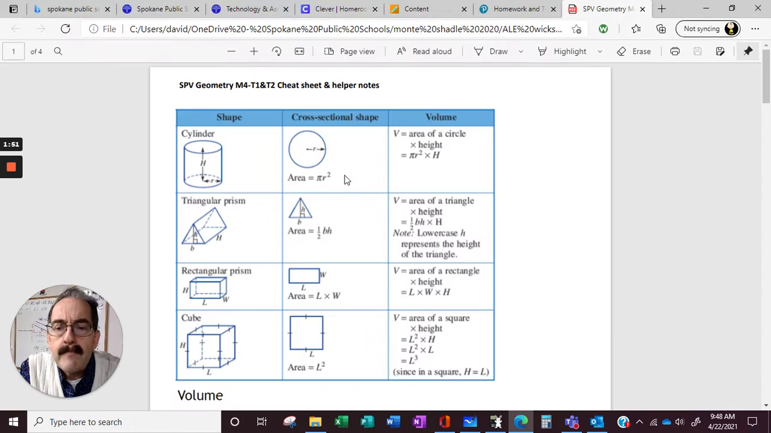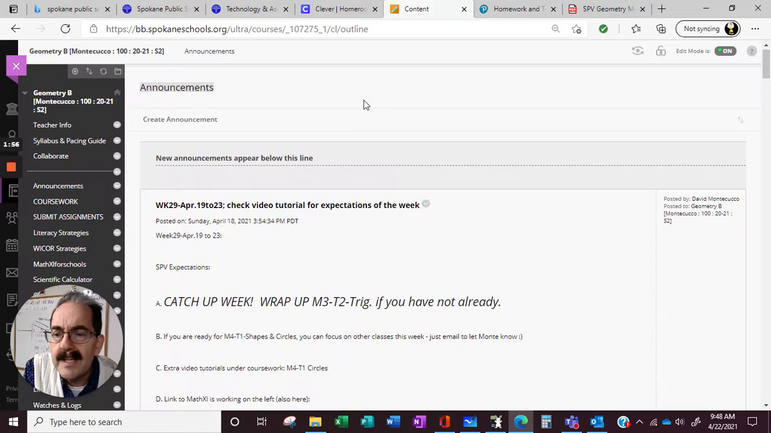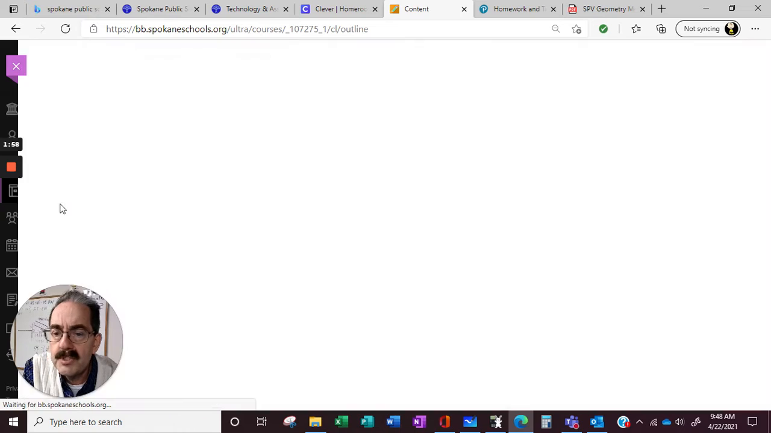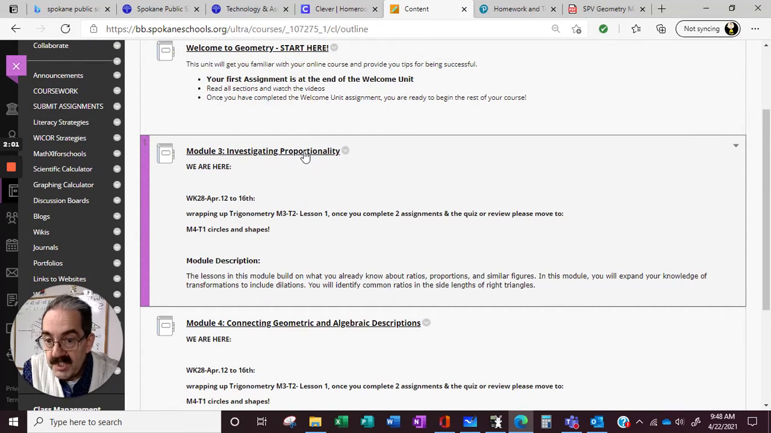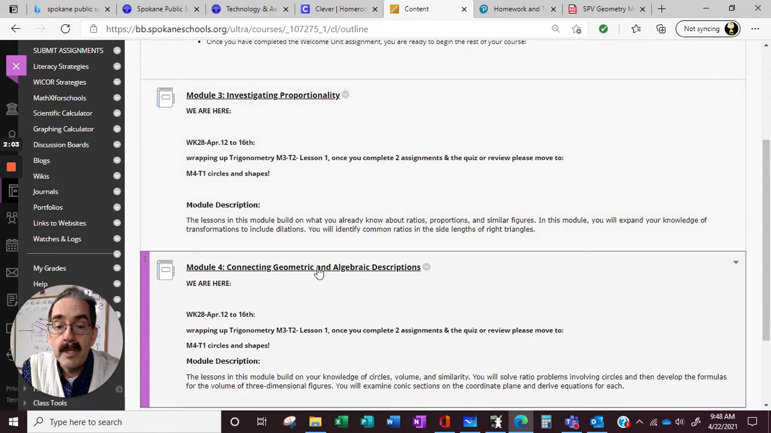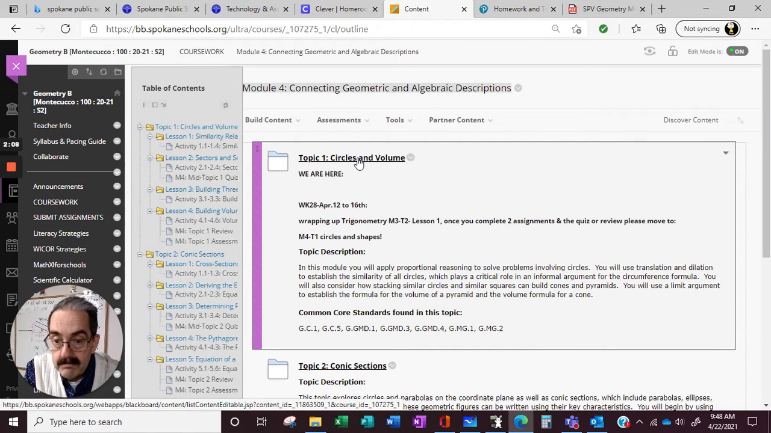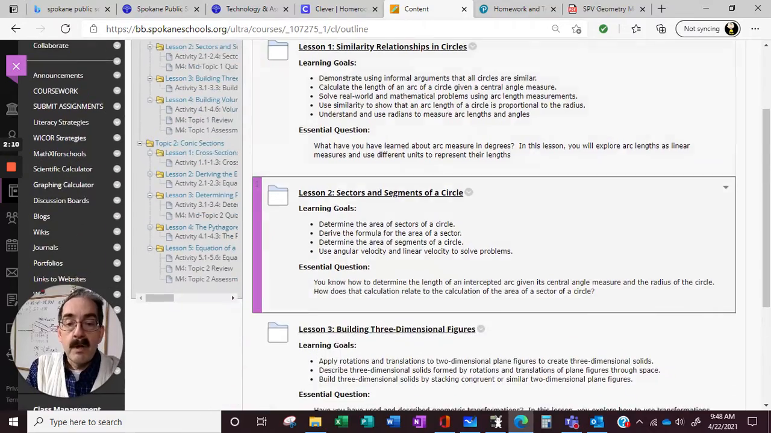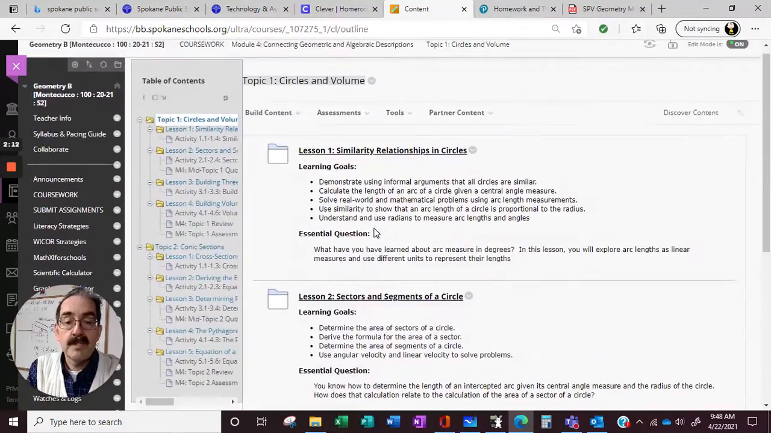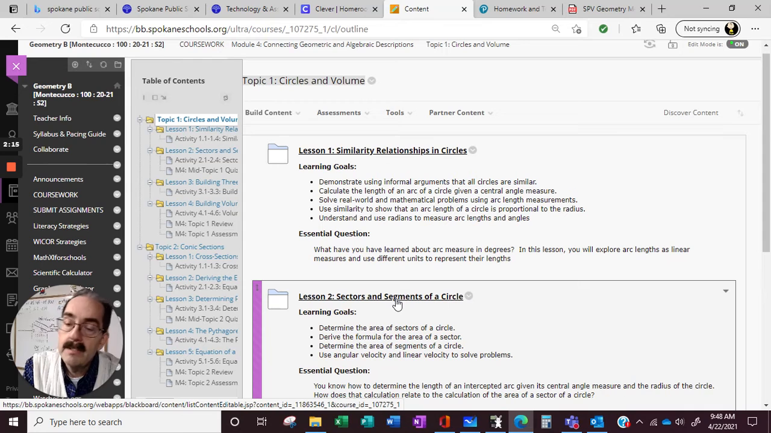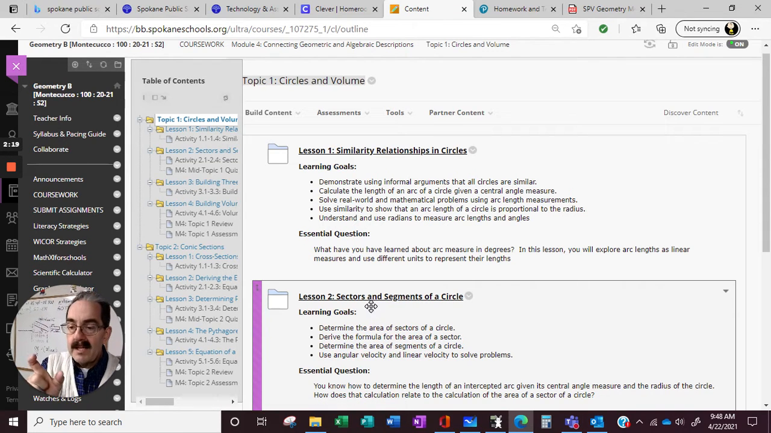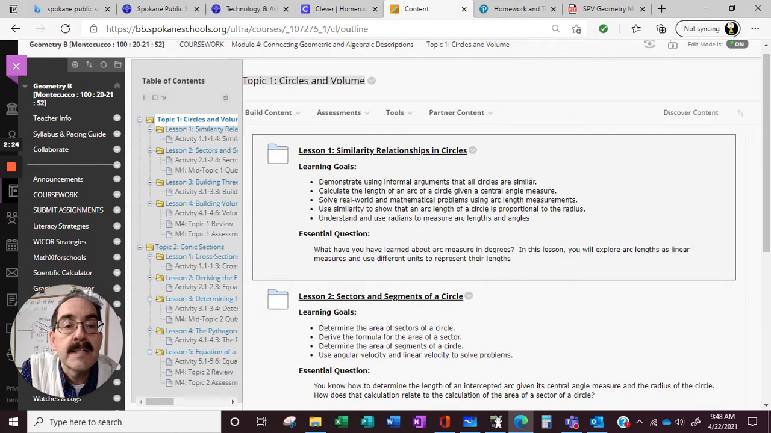Now we're talking about all different types of shapes and sizes. Anytime you're not sure, we just finished up trigonometry, which was module 3, and we're in shapes. So circles and volume, kind of a fun topic. And there's all sorts of videos in here for three-dimensional shapes, area, sector area, circumference, and arc length. Alright, so let's get started.